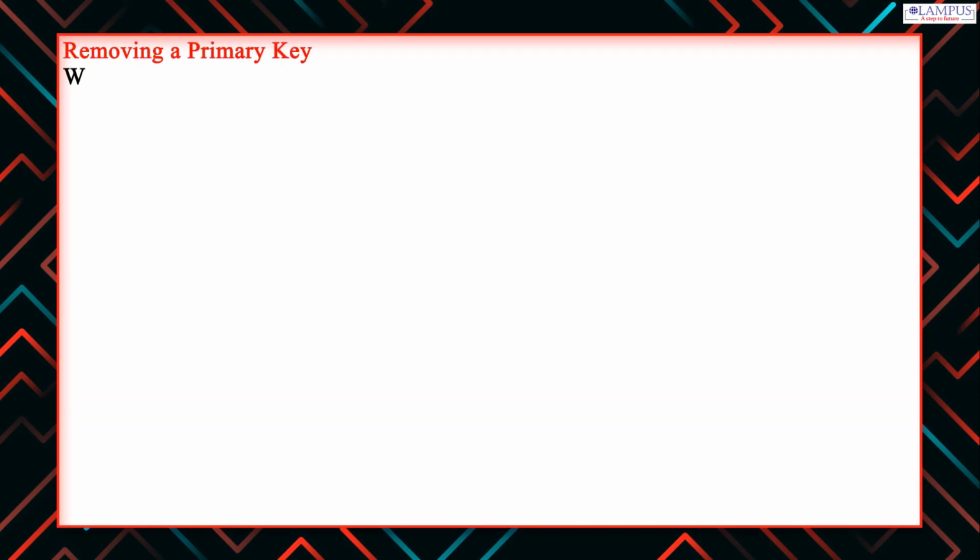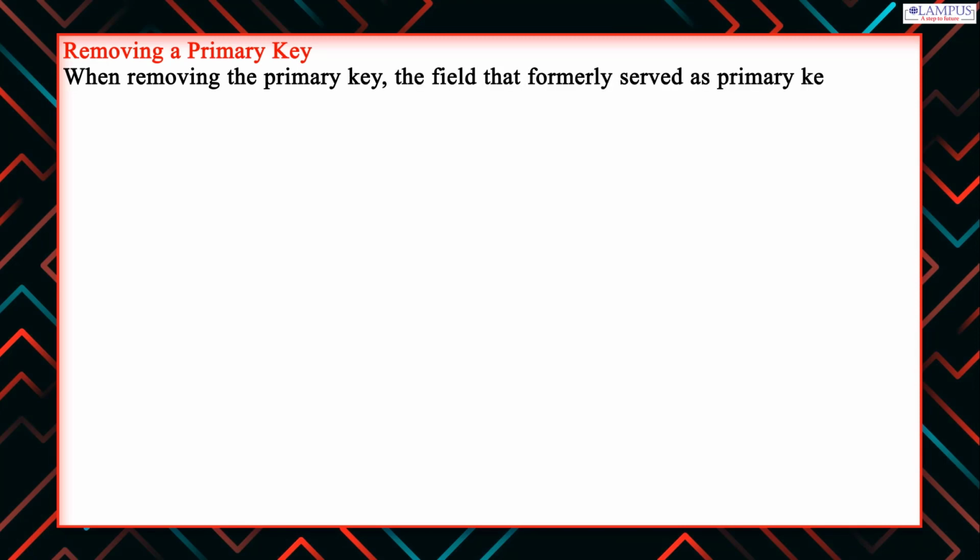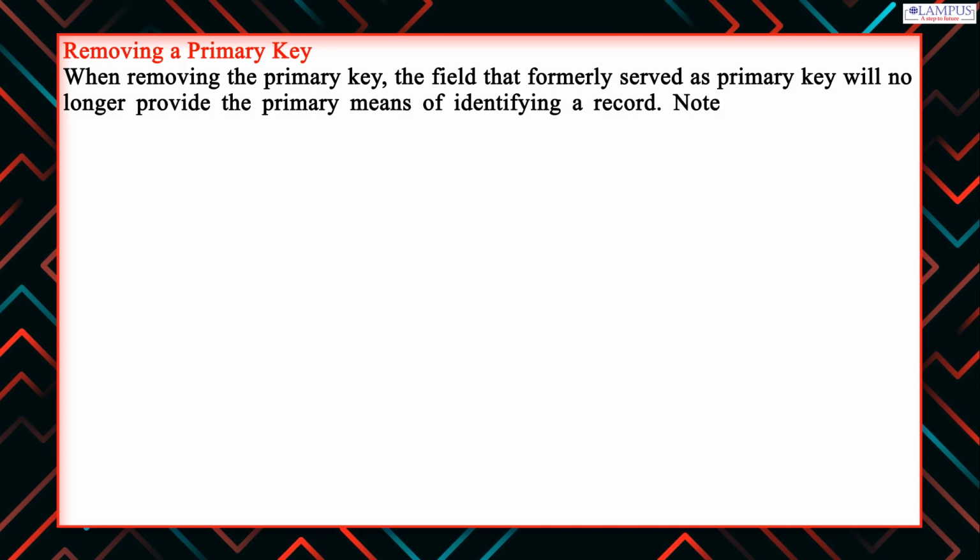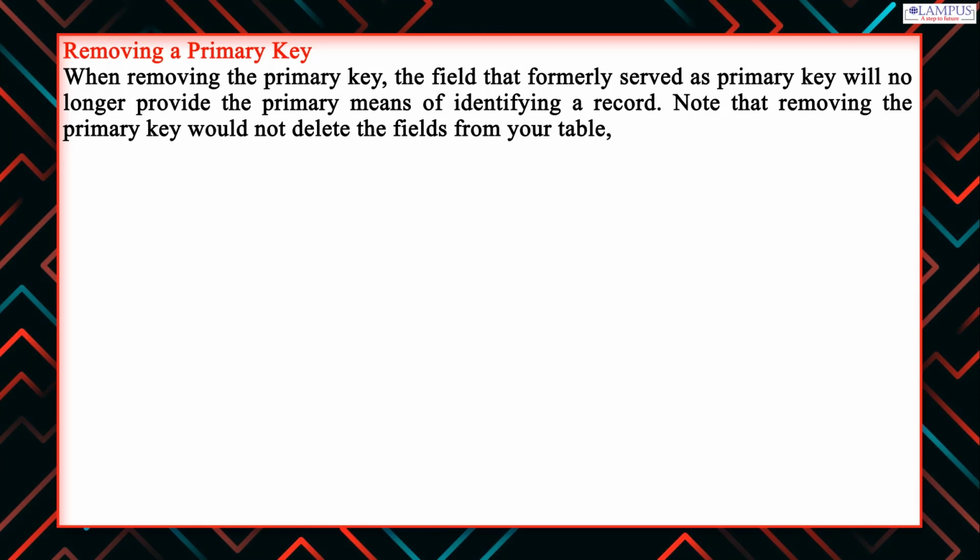Removing a primary key. When removing the primary key, the field that formerly served as primary key will no longer provide the primary means of identifying a record. Note that removing the primary key would not delete the fields from your table, but will remove the index that was created for the primary key when building an Access database.